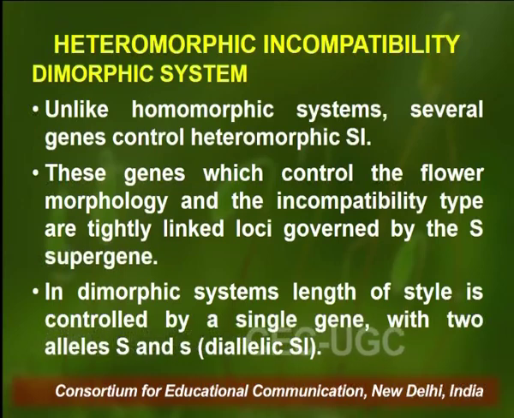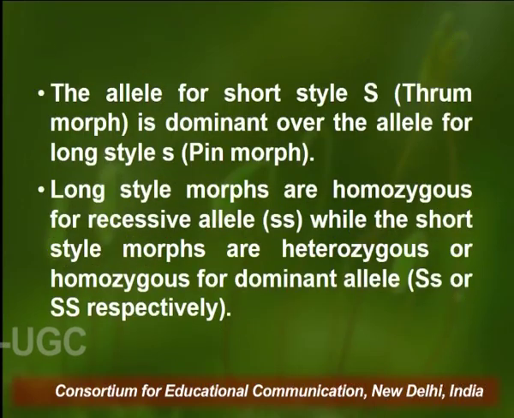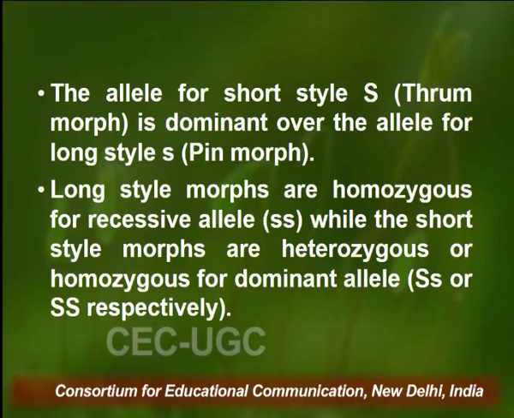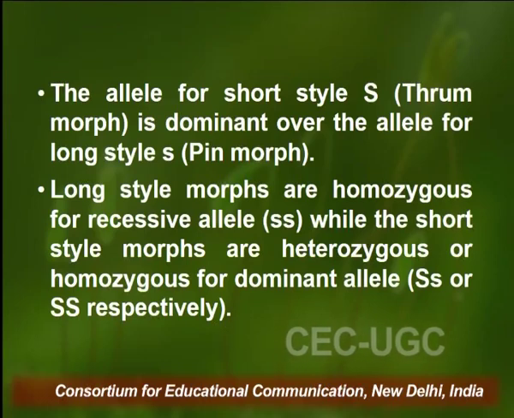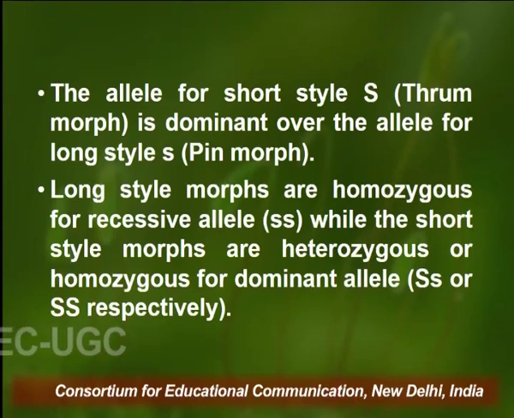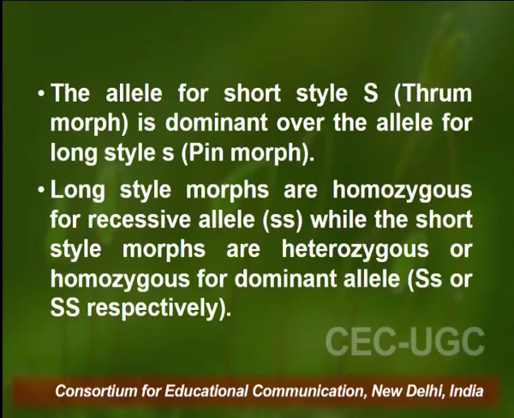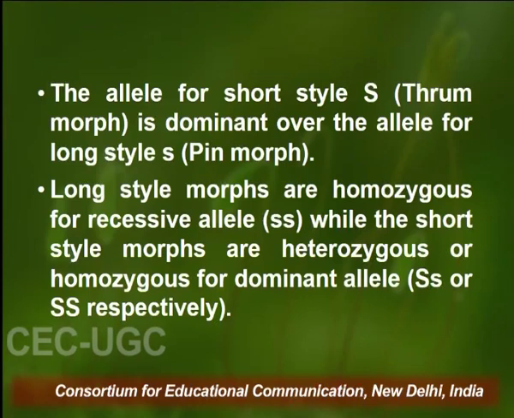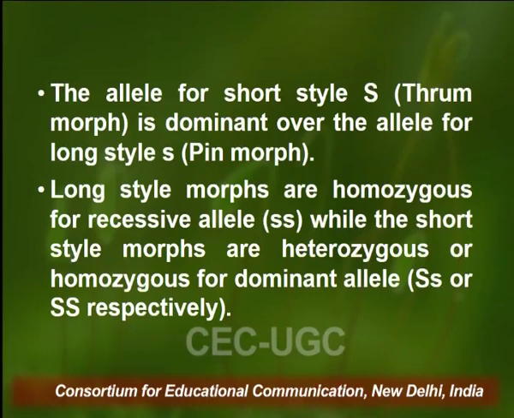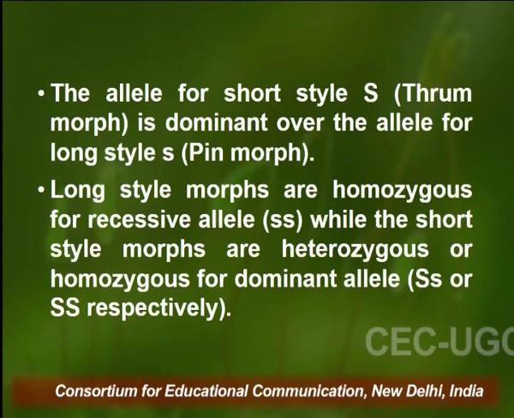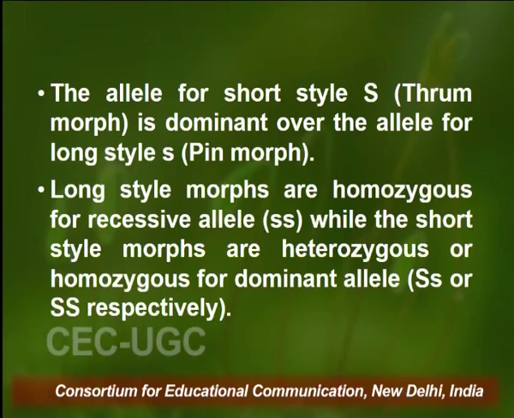So we say this is diallelic self-incompatibility. The allele for short style, capital S, is the thrum morph, and is dominant over the allele for long style, that is small s, the pin morph. Pin morph is the one where the style is long. Long style morphs are homozygous for the recessive allele, small s, while the short style morphs are heterozygous or homozygous for the dominant allele, capital S small s or capital S capital S respectively.